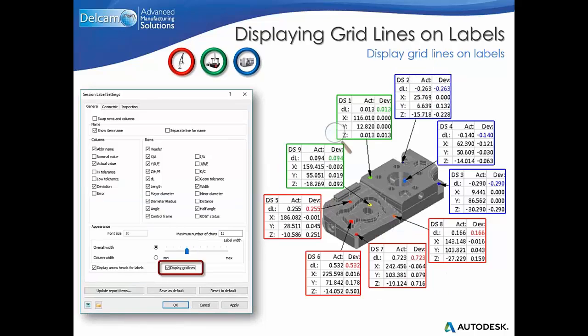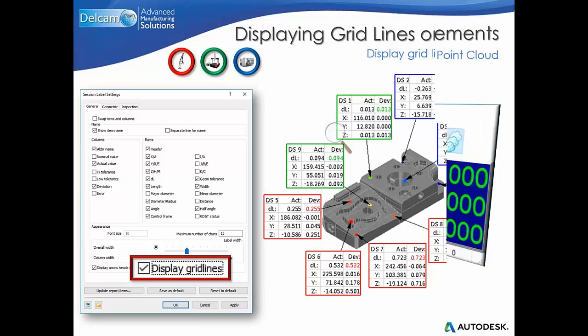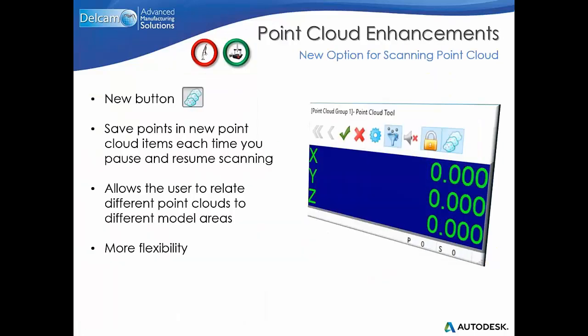One more improvement to labels is the ability to add grid lines by selecting the new option in the Session Label Settings dialog, making the information clearer and tidier. In PowerINSPECT 2016, a new option has been added in the Point Cloud Tool dialog. Now the user can create a new point cloud group during the acquiring session when pausing and then resuming the scanning. We will see this in a bit when we jump in PowerINSPECT.